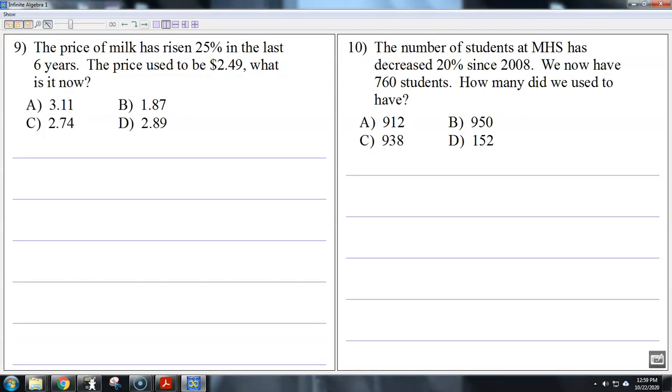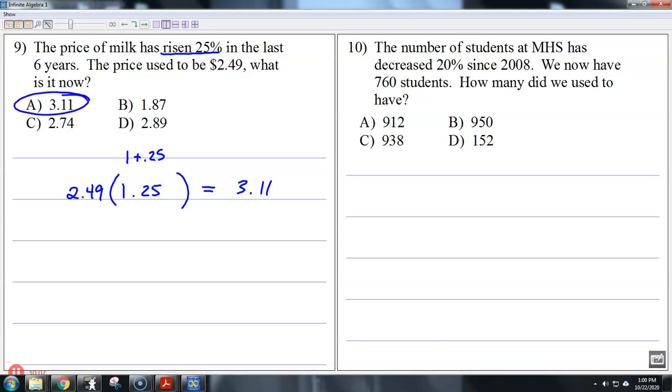All right, number 9, number 10. Price of milk has risen 25% in the last 6 years. The price used to be $2.49. What is it now? So back in the day, it was $2.49. Now, if milk stayed the same, we would multiply by 1, and it would still be $2.49. But it rises 25%, so we're going to add in 0.25. And here we go. That's milk at a 25% raise in price. So 2.49 times 1.25, boom, 3.11 after you round it.